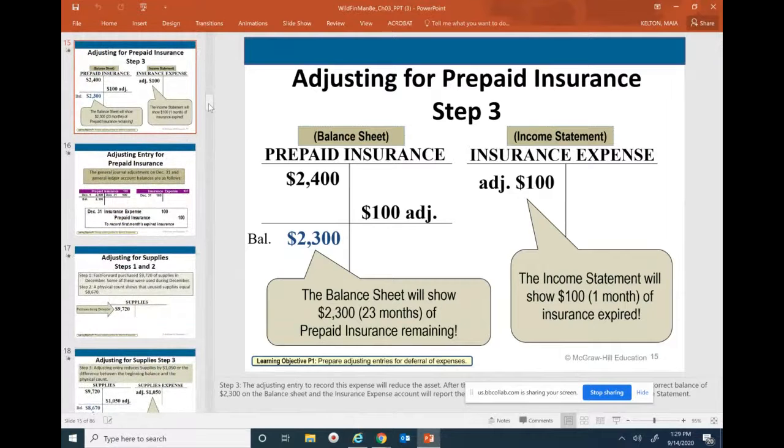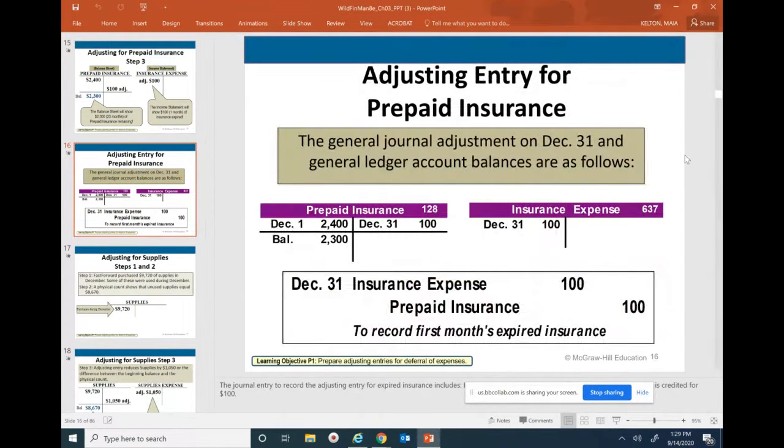Okay, so let's look at what the adjustment would look like, the actual journal entry. We will be working problems that require us to prepare journal entries on Wednesday. But for now, I just wanted to see what this looks like.